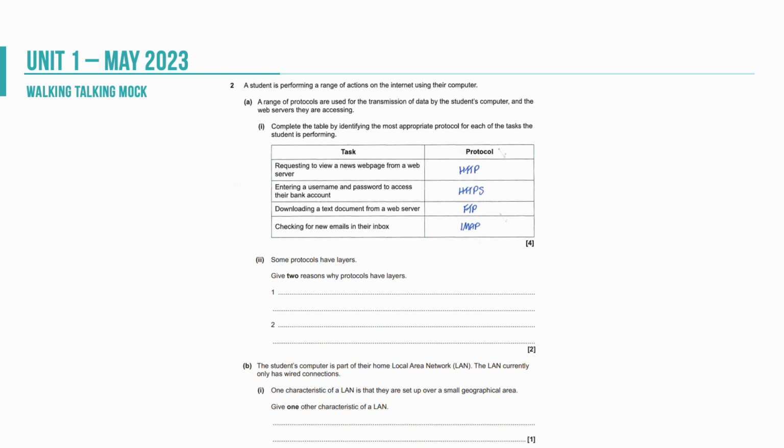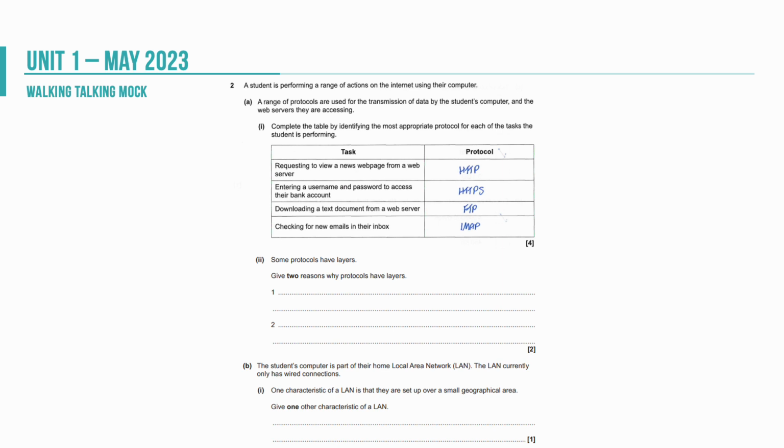There are a couple of sets of answers that you can have for this one, and they're available in the mark scheme. But HTTP, that's us viewing a normal web page. HTTPS, that's me looking at a secure website. FTP is my file transfer protocol, so if I'm downloading a text document, it's likely to be with FTP. And then for emails, we can look at IMAP or POP, both perfectly acceptable answers for there.